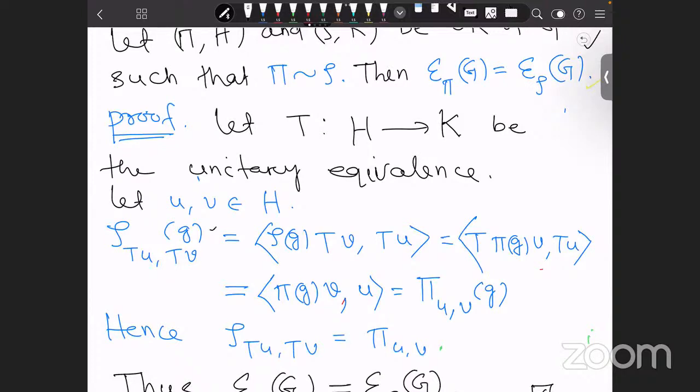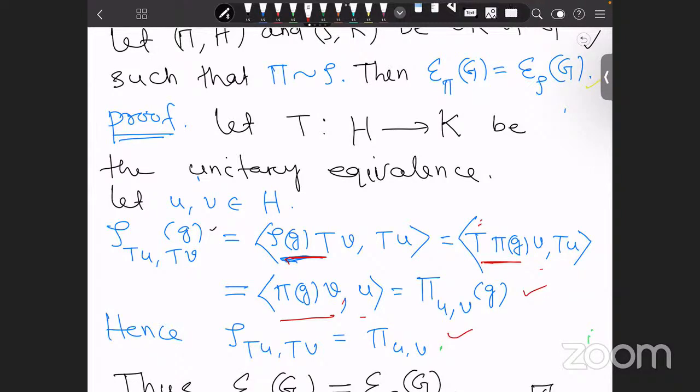I evaluated that at the point g. So by definition, this is nothing but rho g, the inner product of rho g T v comma T u. But since T intertwines rho g and pi, this rho g T is nothing but T pi g. So I put that there, so that this is equal to the inner product of T pi g v comma T u. And T is a unitary map because the equivalence is a unitary equivalence. So for that reason this is equal to the inner product of pi g v comma u. Hence I am getting rho of Tu comma Tv is equal to pi u comma v.